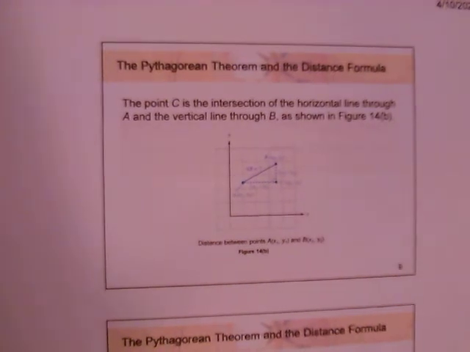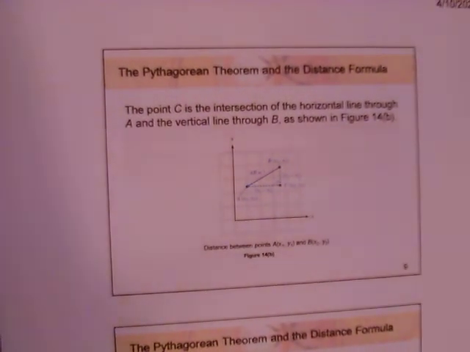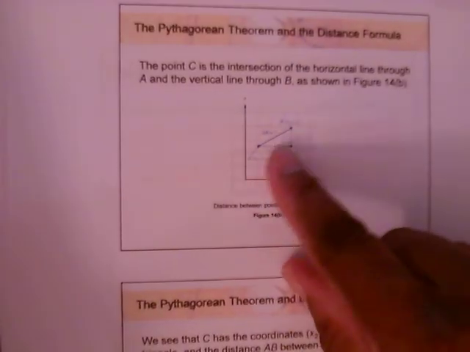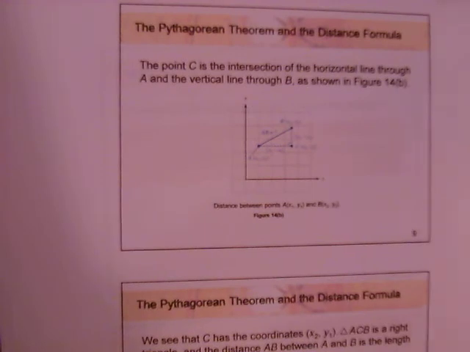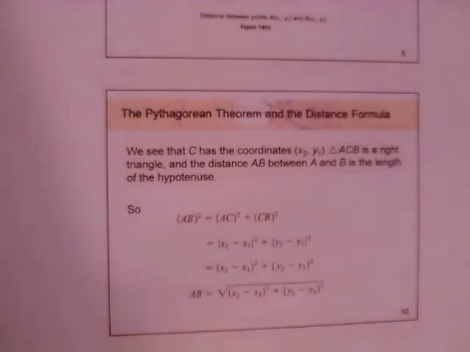And from here we use the Pythagorean Theorem for a right triangle to find, in this case, the longest side. That's the hypotenuse. Okay, so here we see that C has the coordinates x2, y1. So that means that triangle ACB is a right triangle, and the distance AB between A and B is the length of that hypotenuse, which is the longest side.